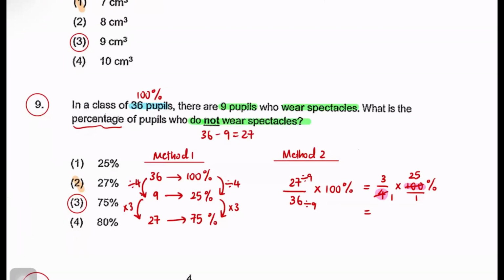Then it's just 3 times 25, because 3 over 1 is 3, and 25 over 1 is 25. 3 times 25 is 75%. This is one step. It condenses all of the concept in method 1.